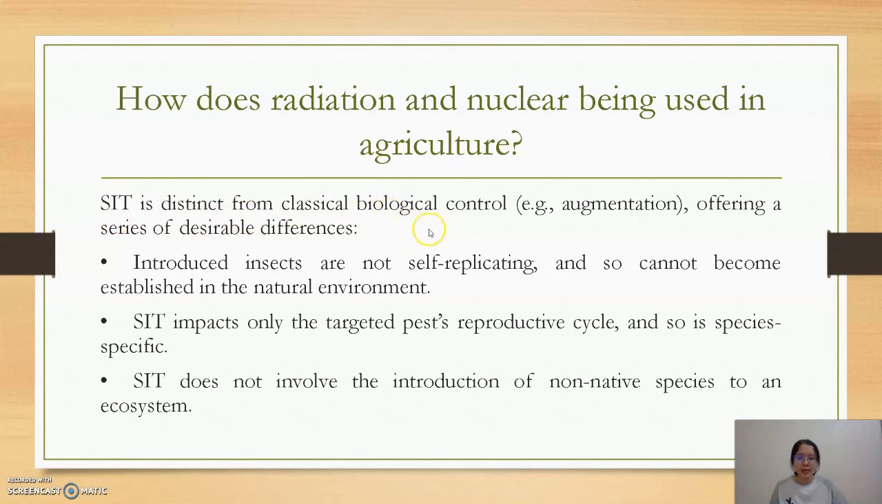SIT is different from classical biological control, for example augmentation, offering a series of desirable differences. The first difference is that the introduced insects are not self-replicating and so cannot become established in the natural environment. The second difference is that SIT impacts only the target pest's reproductive cycle, and so is species-specific. For example, SIT impacts only the target male of the pest. The third difference is that SIT does not involve the introduction of non-native species to an ecosystem. Thank you.